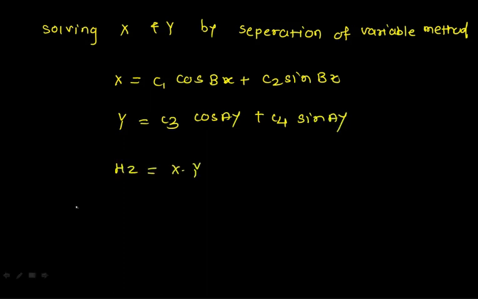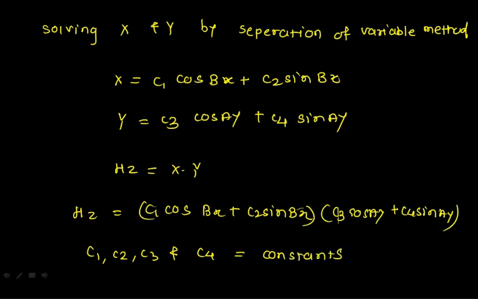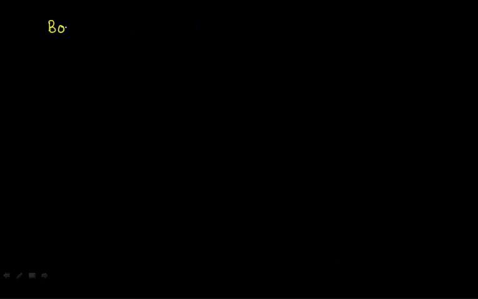Okay, so I can write Hz is equal to c1 cos of bx plus c2 sin of bx, this is my X, and then Y is c3 cos of ay plus c4 sin of ay. So again here c1, c2, c3 and c4 are nothing but constants. Now these constants can be evaluated by putting the boundary conditions. Whatever waves we are assuming are nothing but TE waves. So what will be the boundary conditions for this TE wave? We'll solve each and every boundary condition.